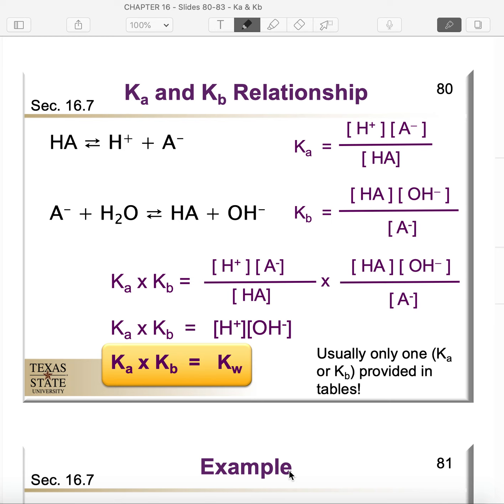Guys, in this short video, we're going to be talking about the relationship between Ka and Kb, which are the dissociation constants for a weak acid and a weak base, respectively. So with this particular slide, we're going to be deriving the equation that is showing at the bottom.